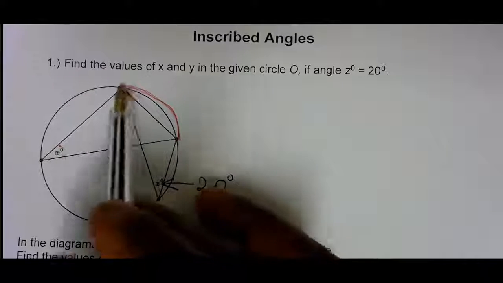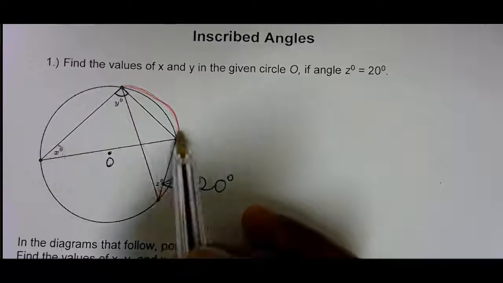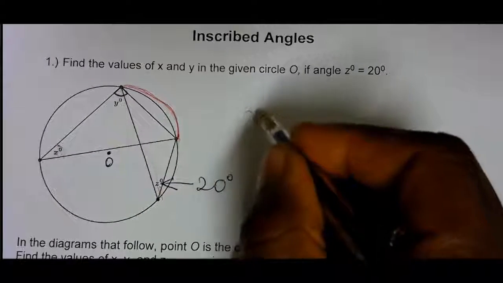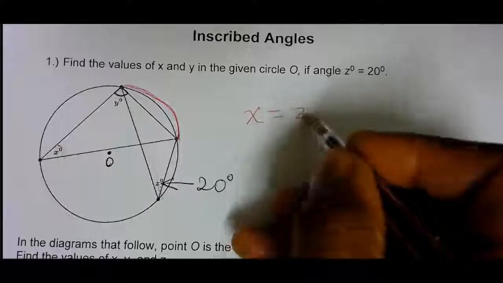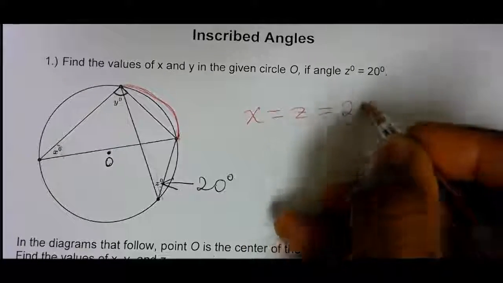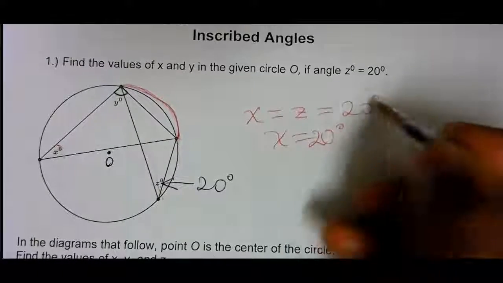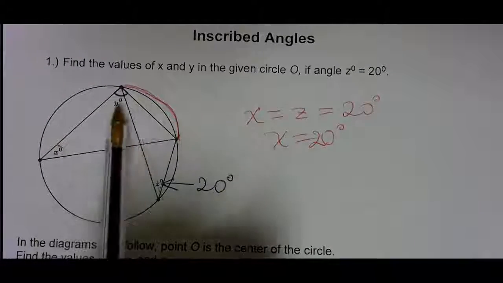So angle x is 1/2 of this arc, angle z is 1/2 of this arc, so angle x has to equal angle z. So angle x must be equal to angle z, which is equal to 20. So x is equal to 20 degrees as well. Okay, how about y?